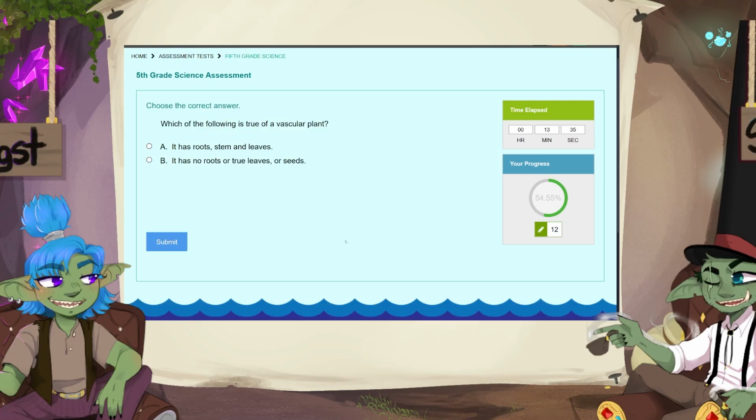Which of the following is true of a vascular plant? It has a root, stem, and leaves. It has no roots or true leaves or seeds.